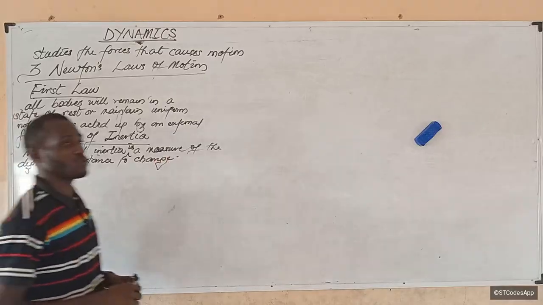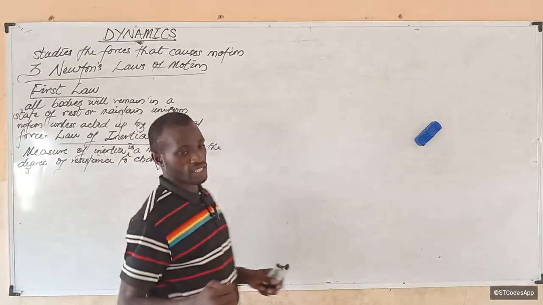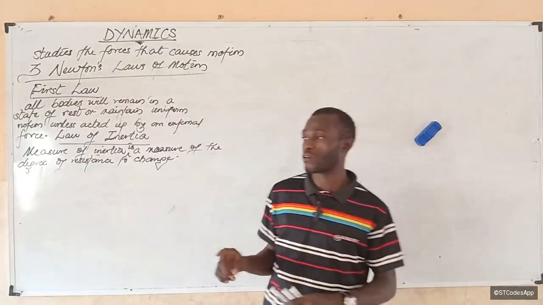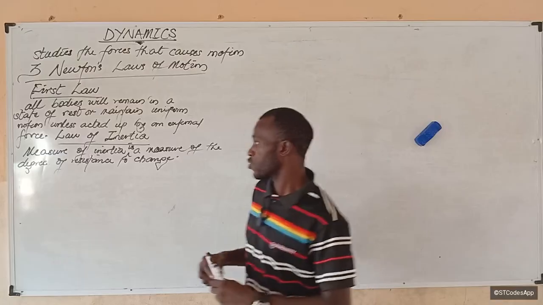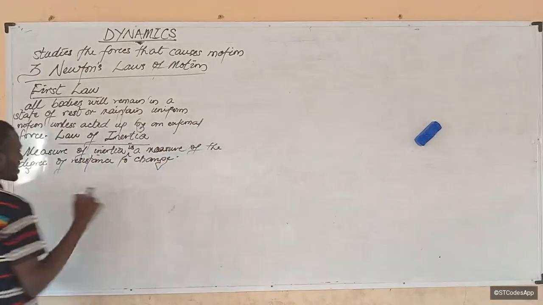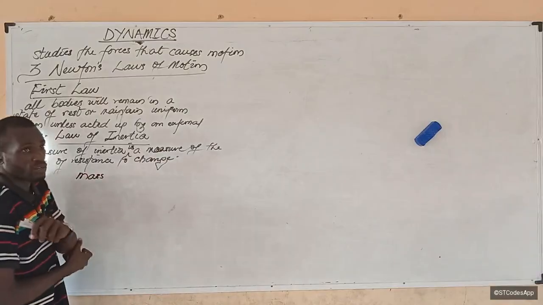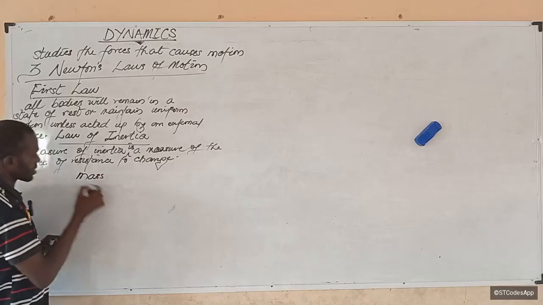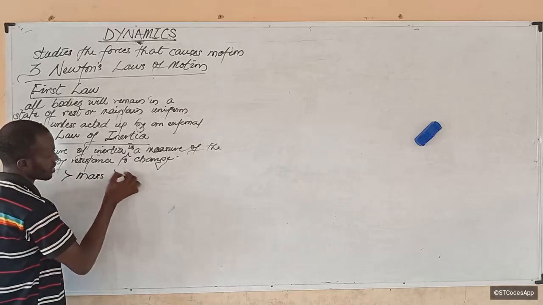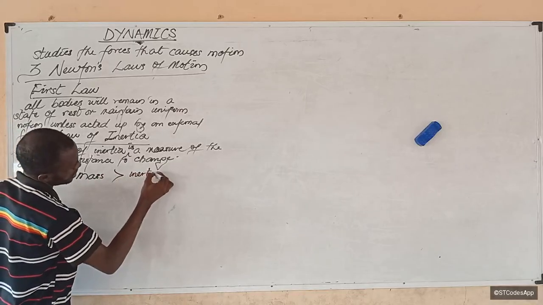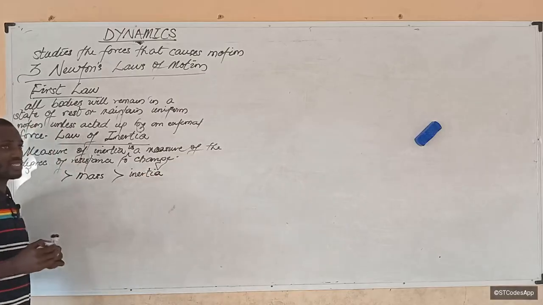Okay, now practically we know that at the end of the day it is the mass of a body that constitutes its inertia. So the greater the mass of a body, the greater the inertia. So mass constitutes mostly to the inertia of the body. So the greater the mass, the greater the inertia. The less the mass, the less the inertia.